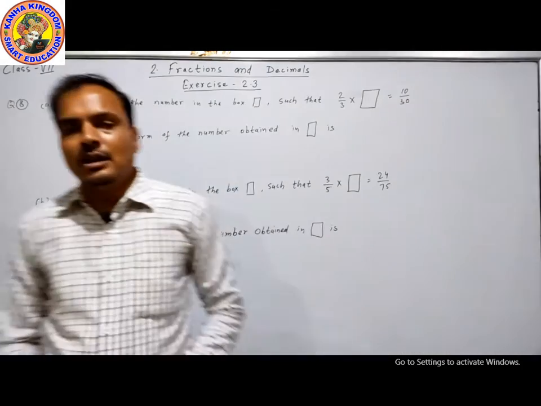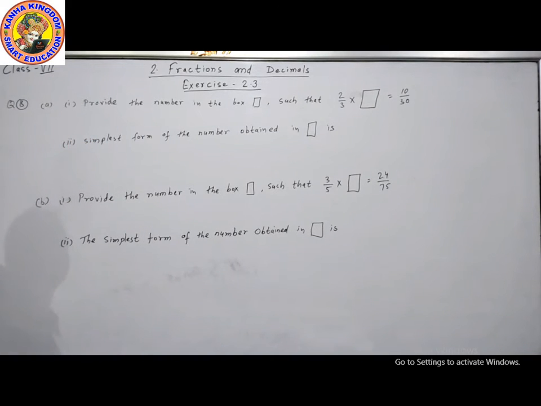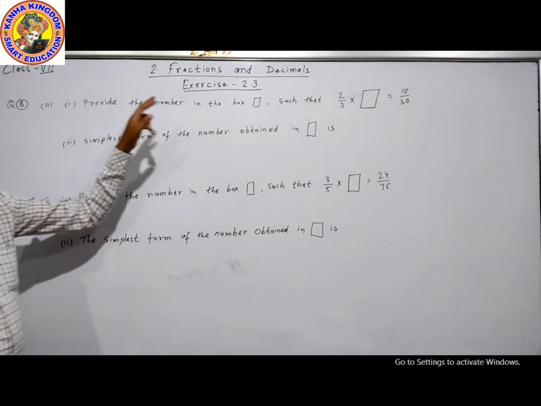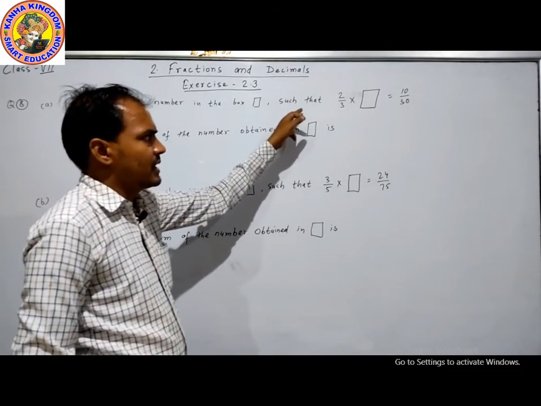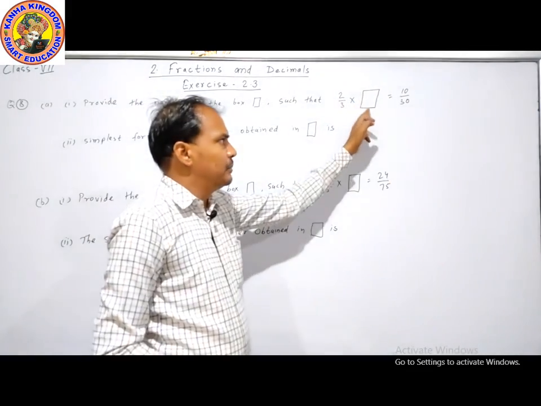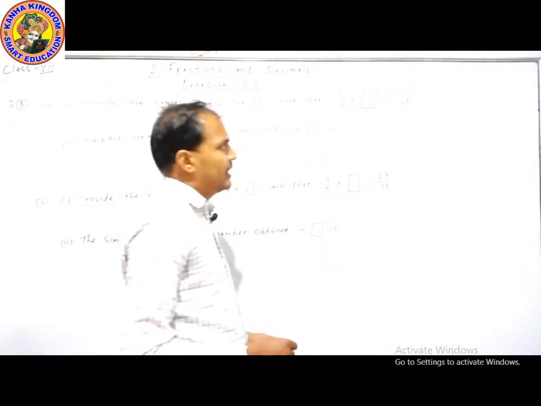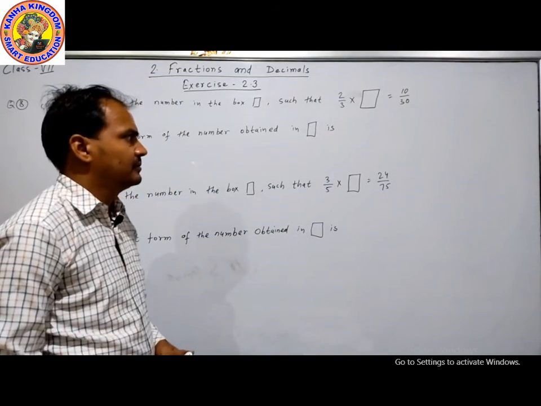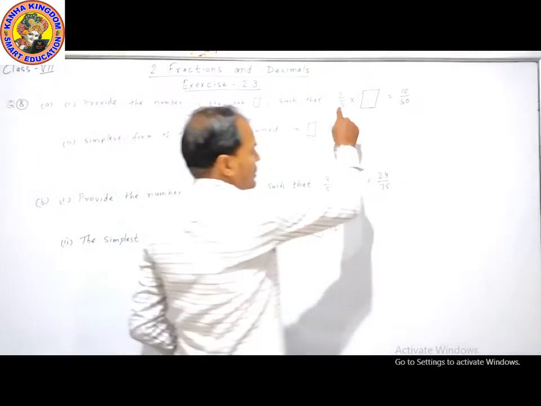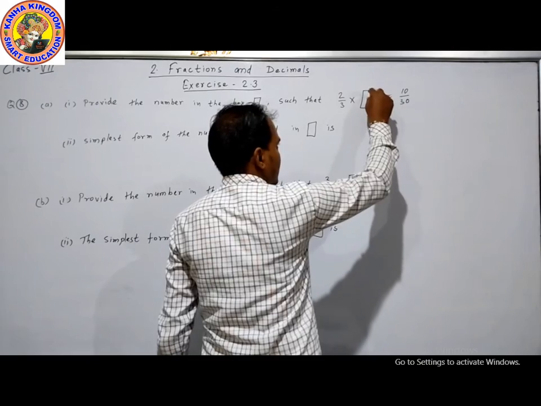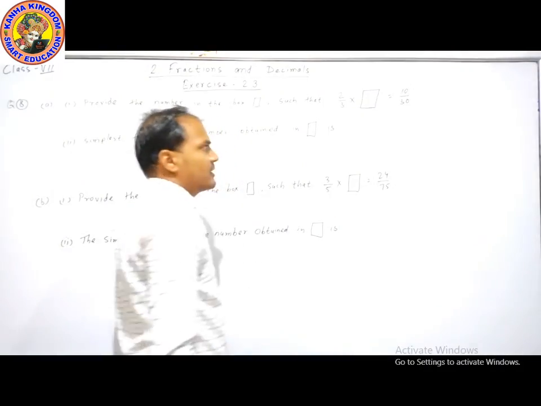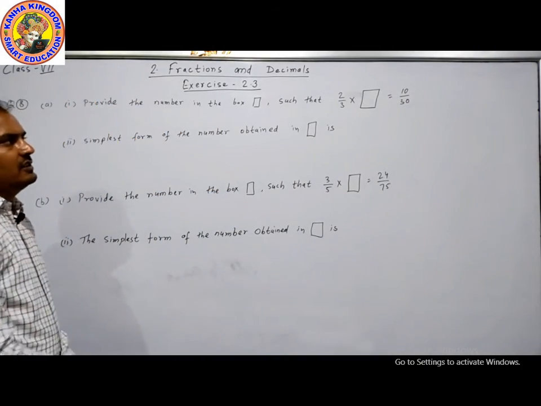So students, our last question in this exercise, question number 8. First, provide the number in the box such that the multiplication of two numbers is equal to 10/30. This is a fraction number, this is a fraction number. So in the box there will be a fraction number.